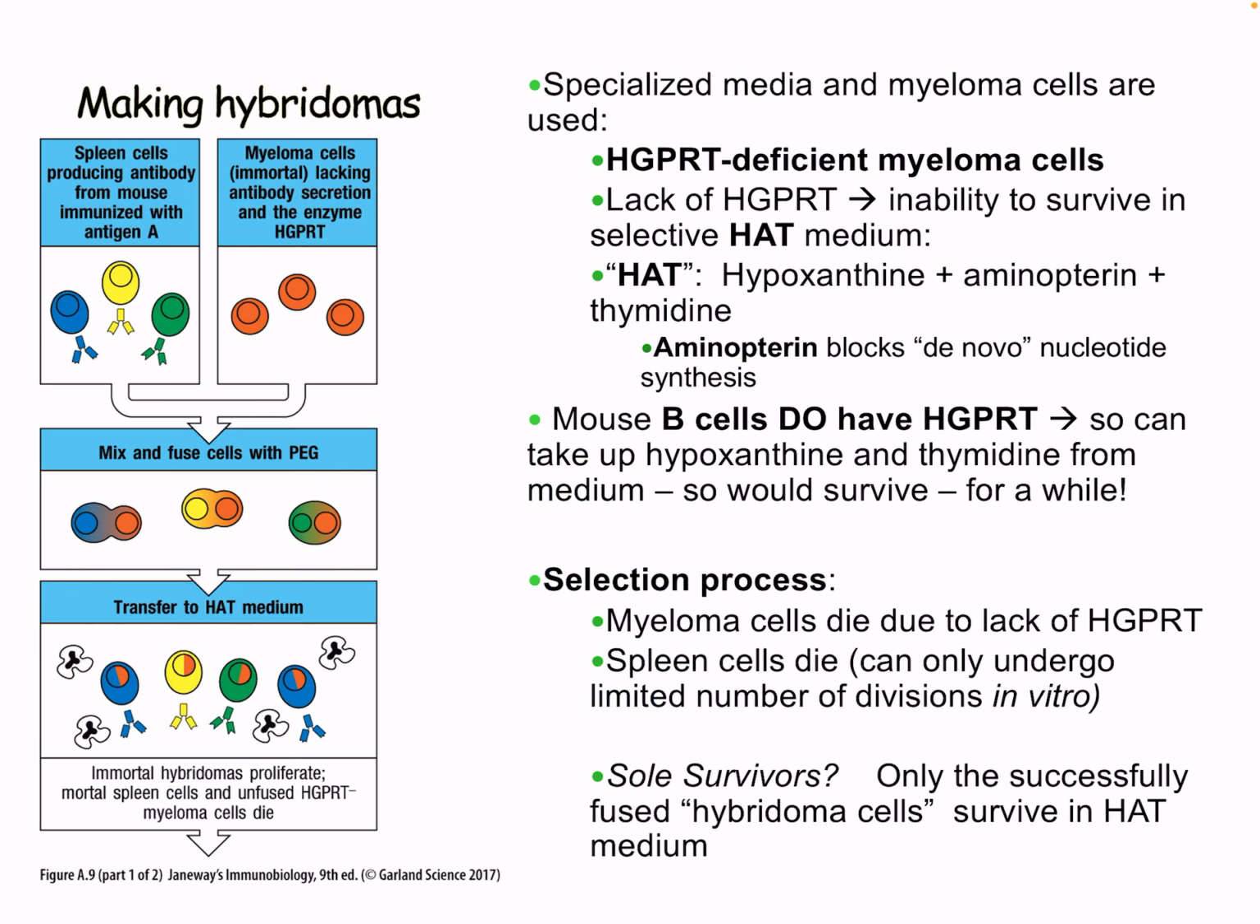So again, we have our specialized medium, you can see here, and mice do have HGPRT. Then there's a selection process. Myeloma cells die due to the lack of HGPRT. Spleen cells die and can only undergo a limited number of divisions in vitro. So the sole survivors are only the successfully fused hybridoma cells that survive in HAT medium. Essentially, the only ones that survive are the ones that will proliferate.